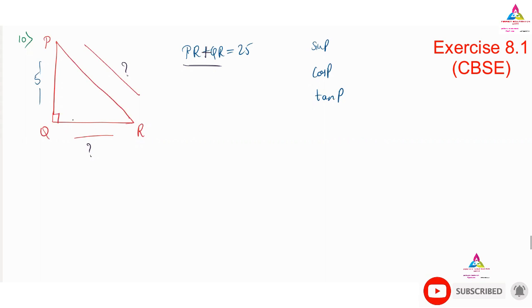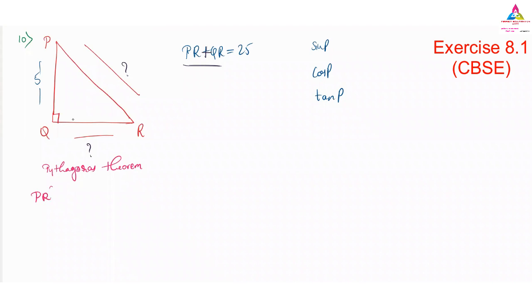So again, nothing to worry about, we have to go for the Pythagoras theorem only. Pythagoras theorem. But all of you remember, we can't directly apply the Pythagoras theorem because the PR value we don't know, and the QR value we don't know. So directly it is not possible. So what can you do over here?